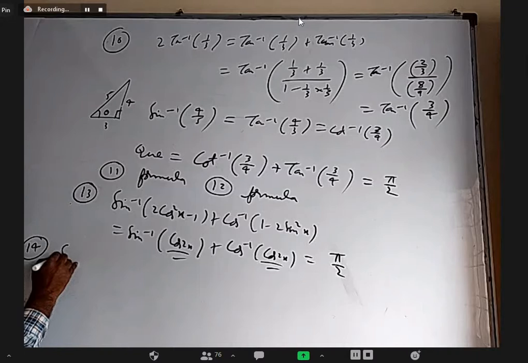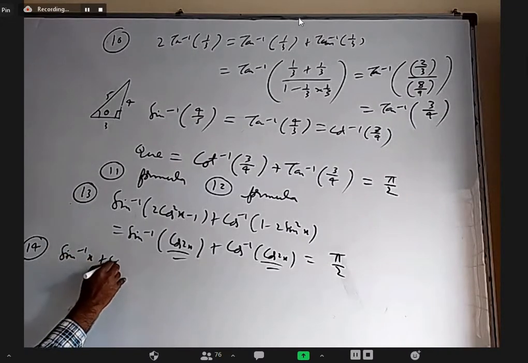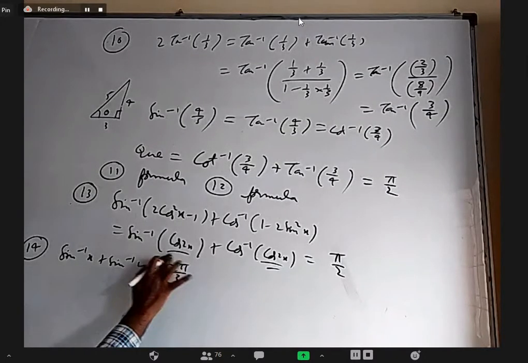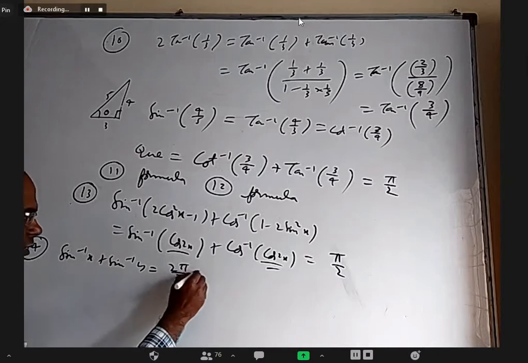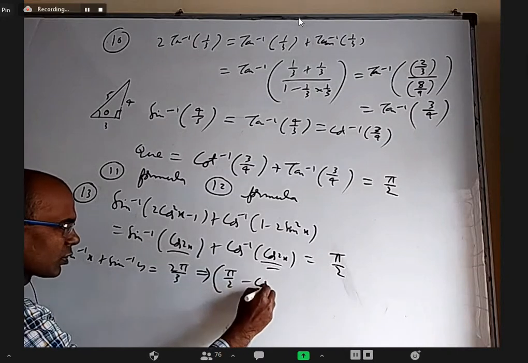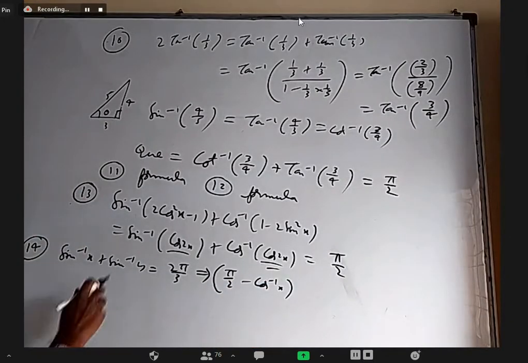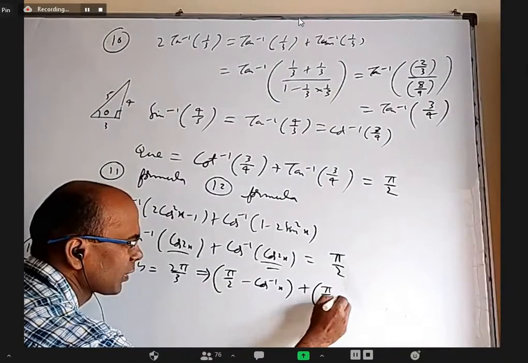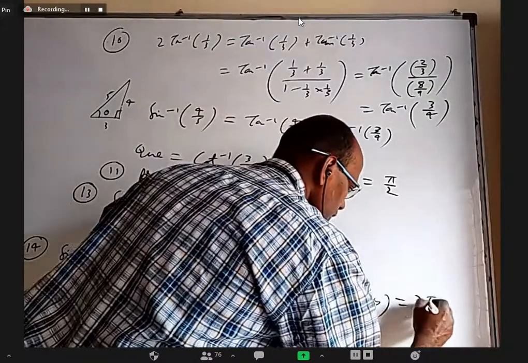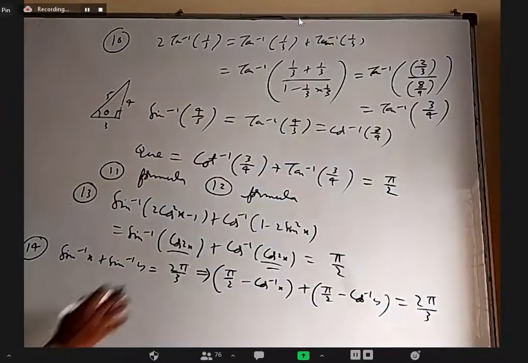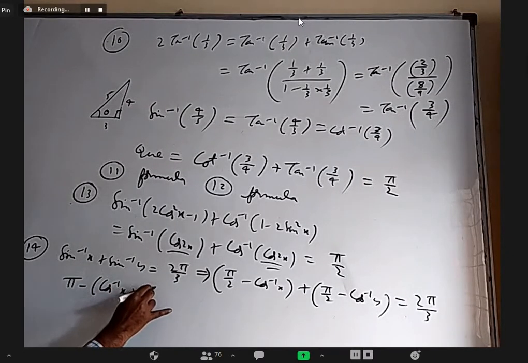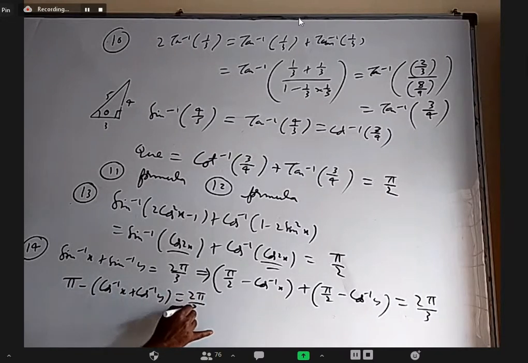In the 14th question, they gave sin inverse x plus sin inverse y is 2 pi by 3. They want to know what is cos inverse x plus cos inverse y. The sin inverse x alone, I can write pi by 2 minus cos inverse x. The sin inverse y alone, I can write pi by 2 minus cos inverse y. The sum is 2 pi by 3. So LHS pi by 2 plus pi by 2, pi, minus cos inverse x plus cos inverse y is equal to 2 pi by 3.